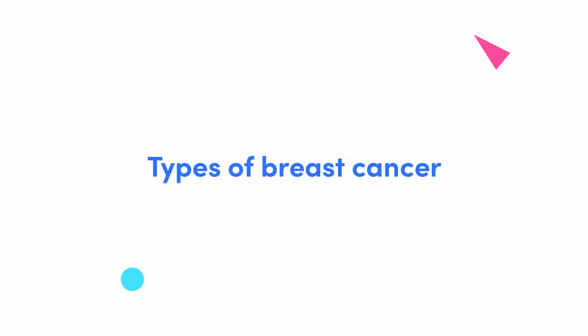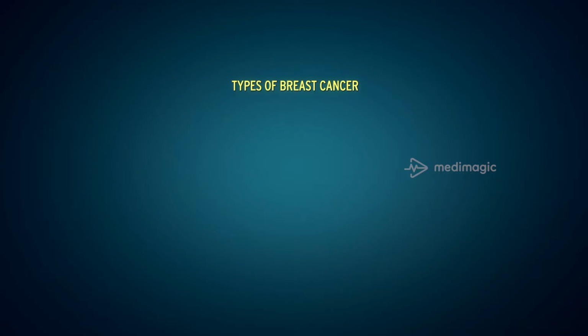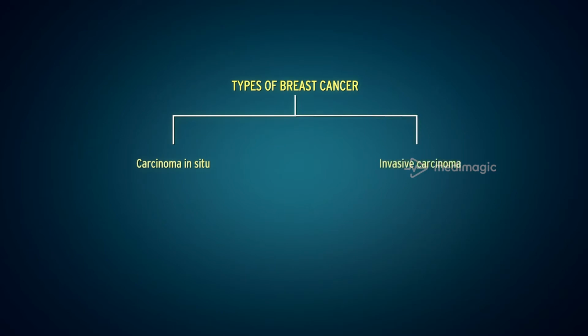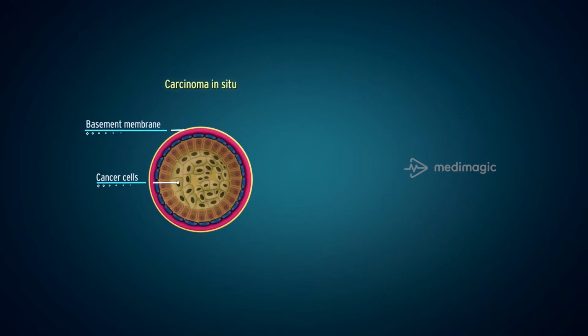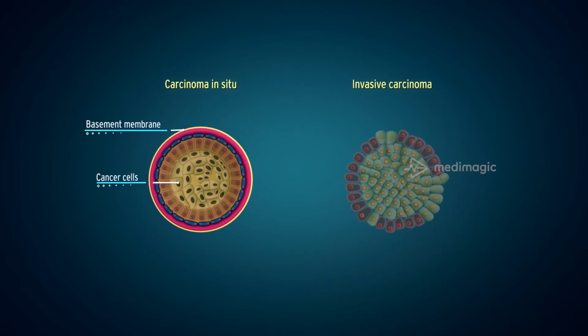Types of breast cancer. Based on the location, breast cancer can be classified into the following types. The first type is carcinoma in situ. The second is invasive carcinoma. Under carcinoma in situ, the cancer cells are confined to the ducts and lobules of the breast. This type of cancer cannot metastasize or spread. The second type is invasive carcinoma of the breast, where the cancer cells from inside the milk ducts or lobules break out into the nearby breast tissue.